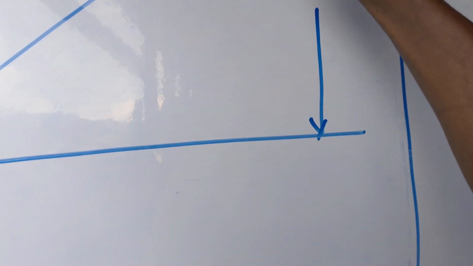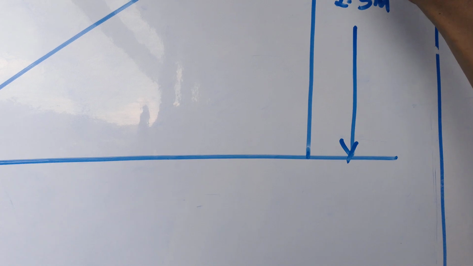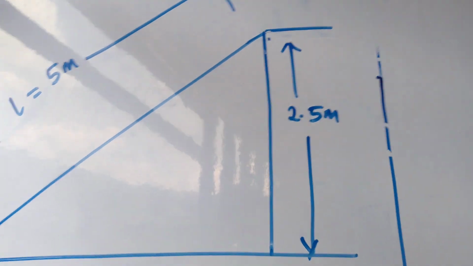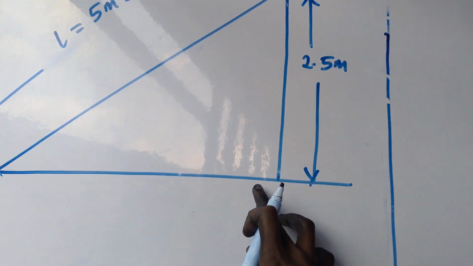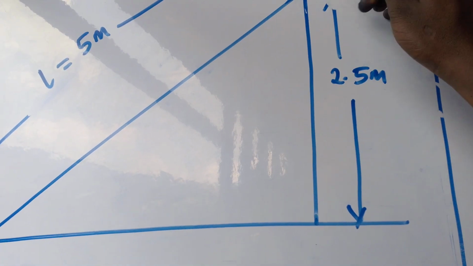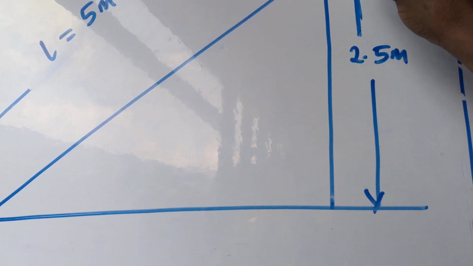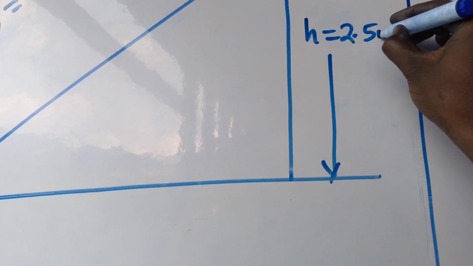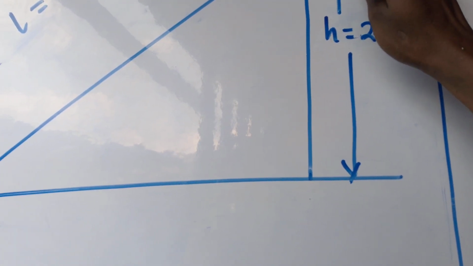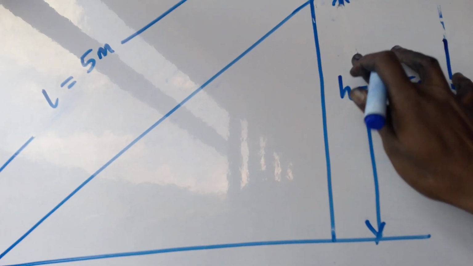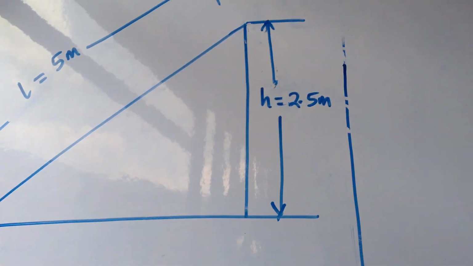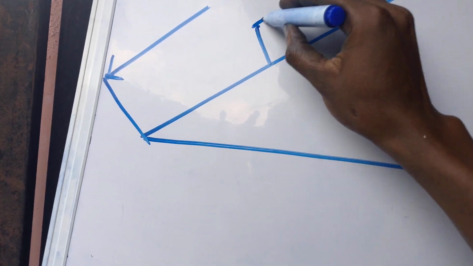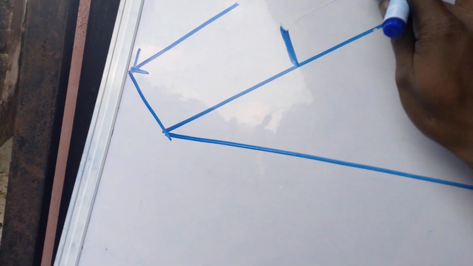So let's assume that this is a platform. The vertical displacement from this point to this point is the platform. Now this is the height of that platform. The height of the platform is 2.5, so it is 2.5 meter high. Okay. Now you place the block on that inclined plane.